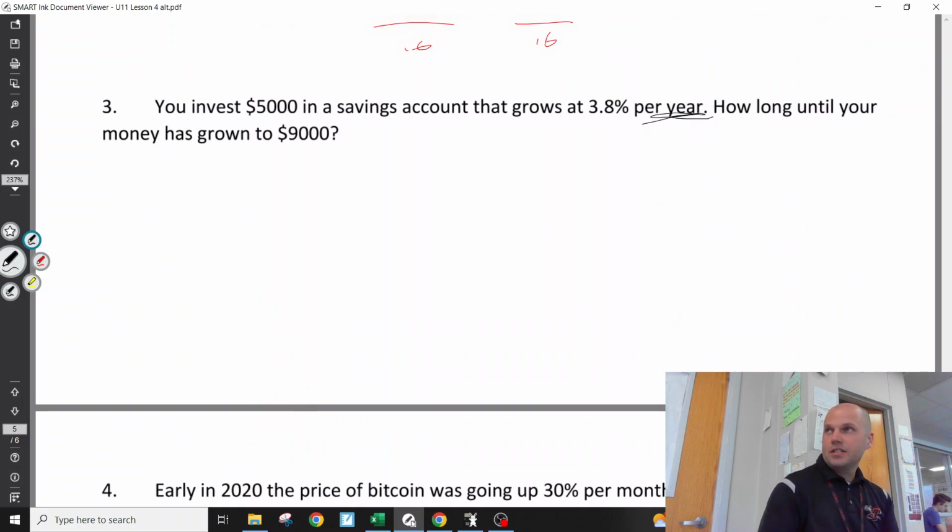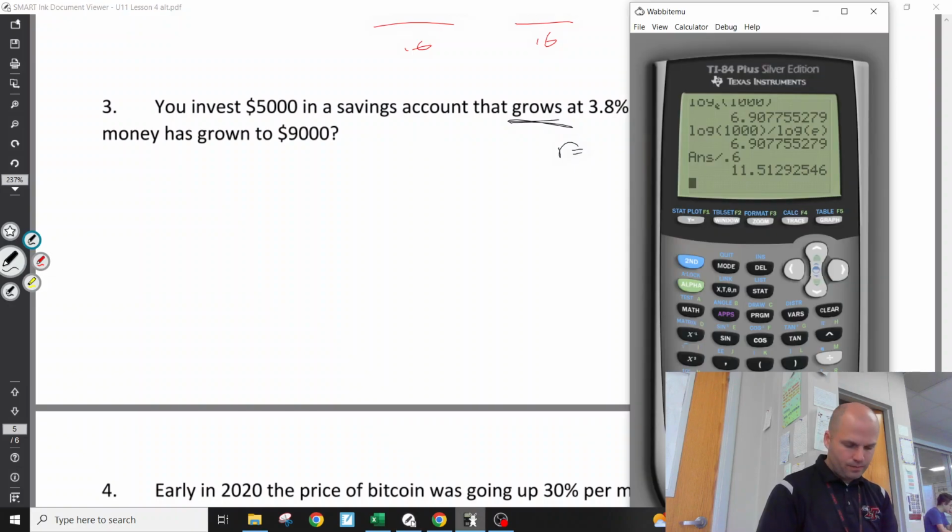Per year, not continuous compounding, just per year. We're growing. Divide 3.8 by 100 to get it as a decimal. 3.8% divided by 100 turns into a decimal of 0.038.